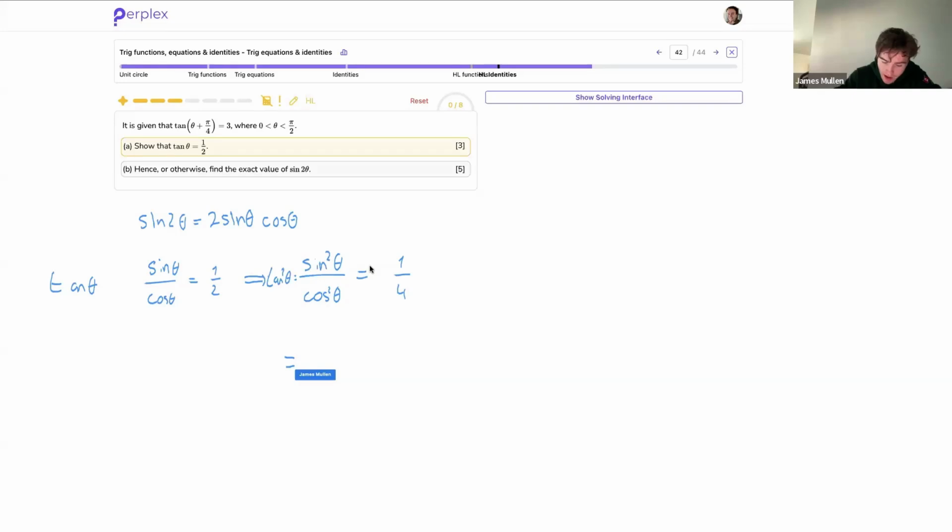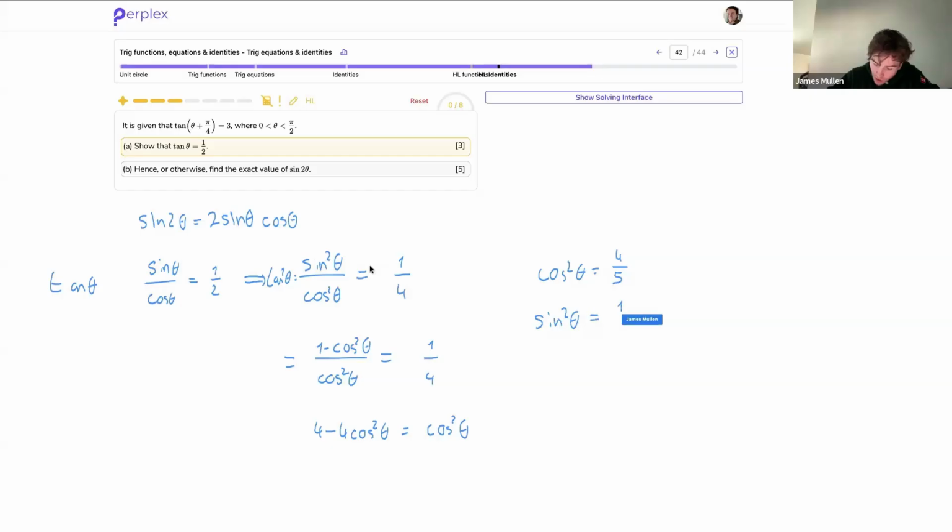And I can write this now as (1 minus cos squared theta) over cos squared of theta, and that's all equal to 1 over 4. Or in other words, cross multiplying, I get 4 minus 4 cos squared of theta is equal to cos squared of theta, which means that cos squared of theta is equal to 4 over 5. And that's very handy because that means that sin squared of theta is equal to 1 over 5 if I do 1 minus that.